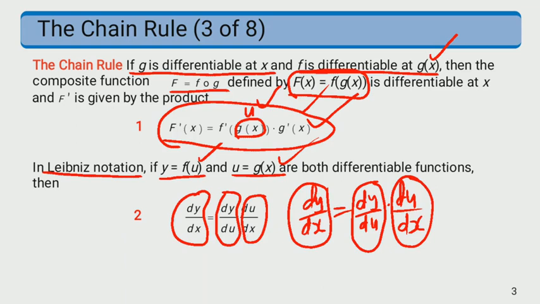If you were to take this as a fraction, you could think of dy du as if du can cancel du, and then you are still left with dy dx, which is probably what we have on this side. But we normally don't treat it as a fraction. We treat it as a derivative of y with respect to u, and then the derivative of u with respect to x. Keep that in mind.